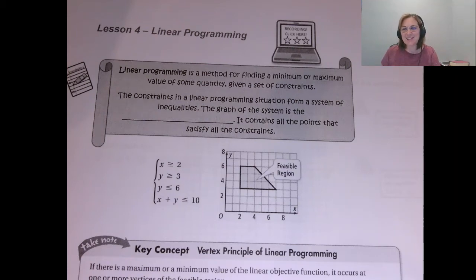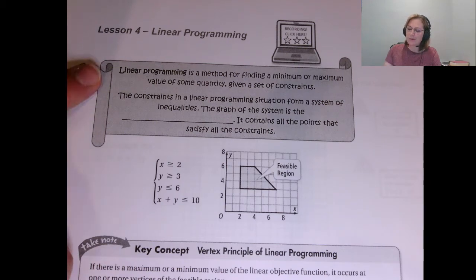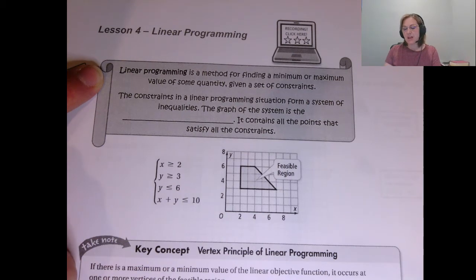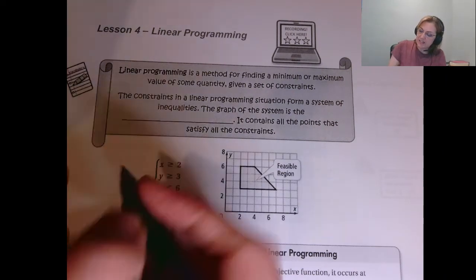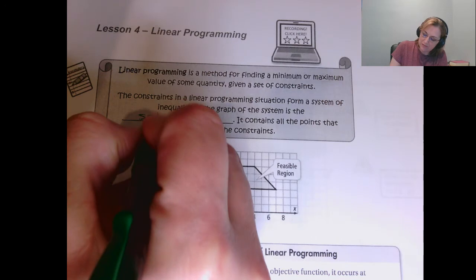Let's take a look at lesson 4 for linear programming. Linear programming is a method that helps us find the minimum or maximum value of some quantity, given some constraints. The constraints in a linear programming situation form a system of inequalities. The graph of the system is the solution.